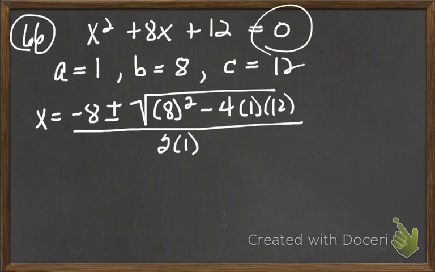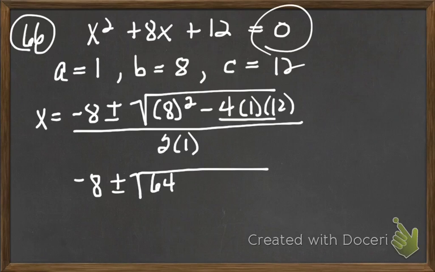So your square root is like a big parentheses. You've got to do everything underneath your square root first. So underneath your square root, you have 8 squared. You'll have to do that first. So 8 squared is going to give you 64. And then you'll have to multiply 4 times 1 times 12 before you can subtract. So what's 4 times 1 times 12? 48. So you'll have 64 minus 48. And then on the bottom you have 2 times 1, which is 2.